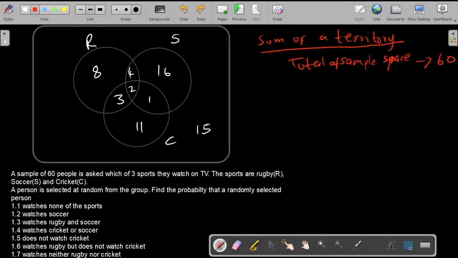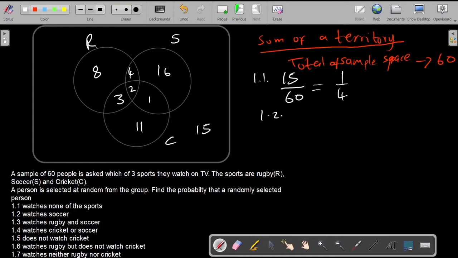But since we are asked for the probability, we're going to say 15 is the sum of all the values in the territory where none of the sports are watched. Then we're going to divide that 15 by the total of the sample space, which is 60. And the question asked us to write all our fractions in the simplest form. If you simplify this, you should get 1/4. So that is the first question.